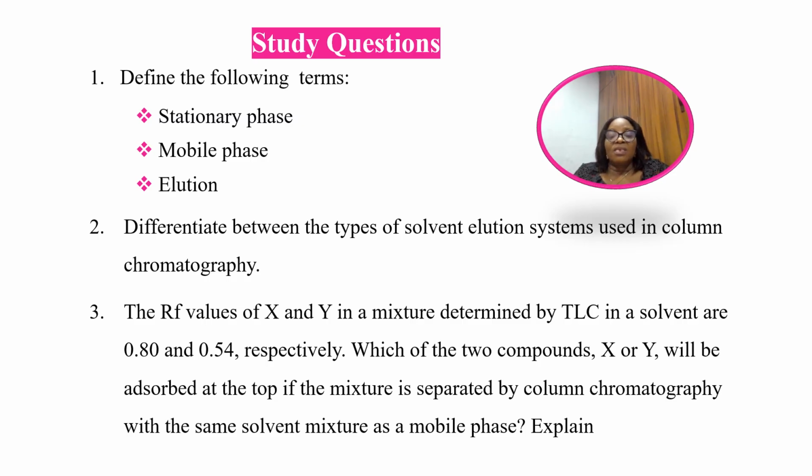Question 3. The Rf values of S and Y in a mixture determined by TLC in a solvent are 0.80 and 0.54 respectively. Which of the two compounds, S or Y, will be adsorbed at the top if the mixture is separated by column chromatography with the same solvent mixture as a mobile phase? Explain the answer.